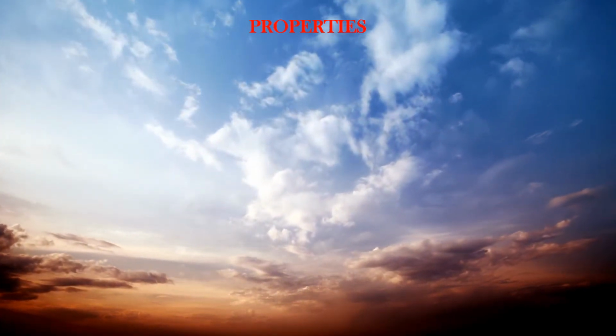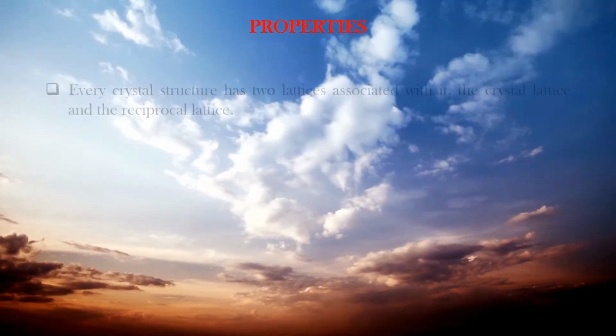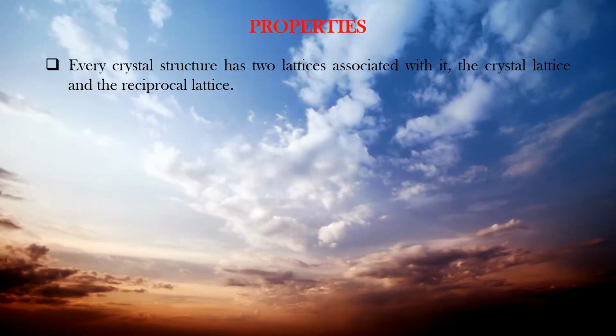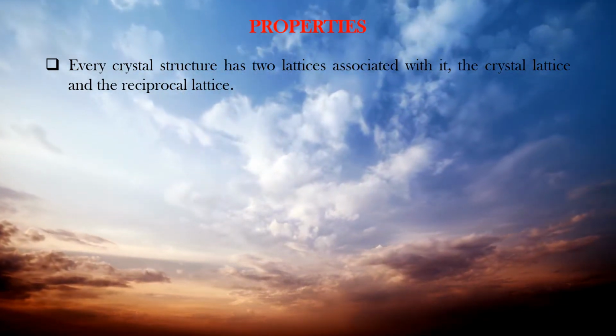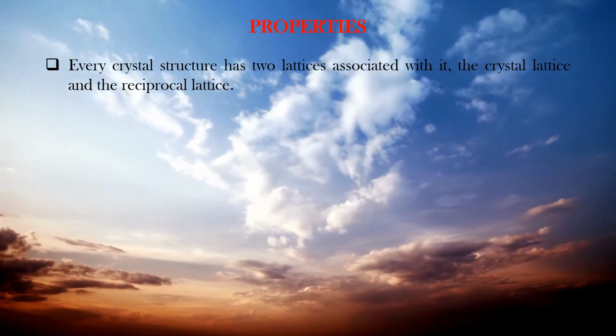So there are a few properties about the lattice. So every crystal structure has two lattices associated with it, one which is the crystal lattice and the other one is the reciprocal lattice.